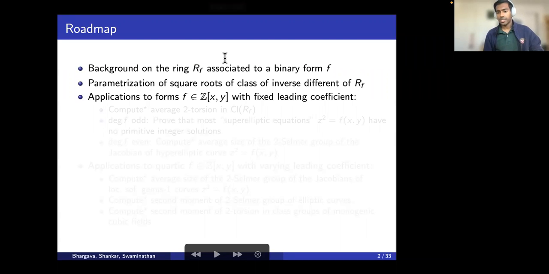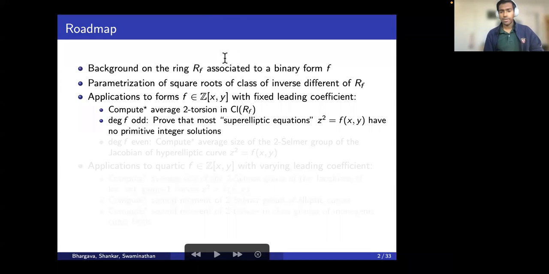Now, this parametrization has many applications, but a feature of the parametrization is that it depends in a significant way on the leading coefficient of the binary forms under consideration. And so it applies very easily to families of binary forms with fixed leading coefficient. So for such families, we have the following applications. We can compute the average size of the two torsion in the class groups of these rings.